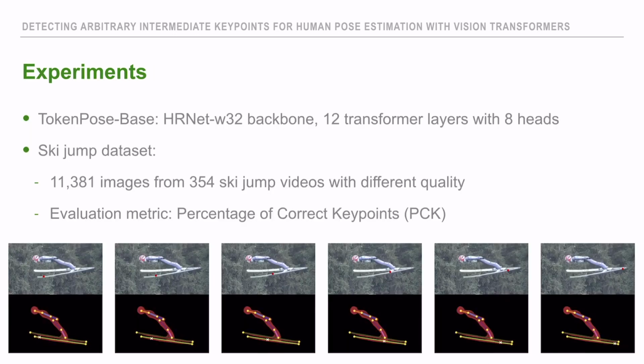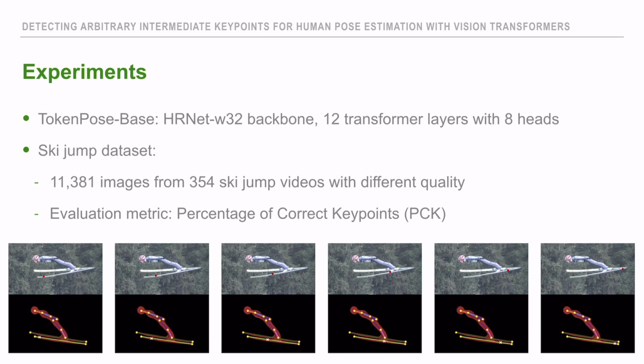In this short presentation, I will just present the results on the ski jump dataset. We also evaluated our method on another sports dataset with triple and long jump videos, and on MS COCO. Details can be found in the paper. The ski jump dataset contains over 11,000 images from 354 videos. We used the percentage of correct key points as an evaluation metric, which is relative to the torso size.